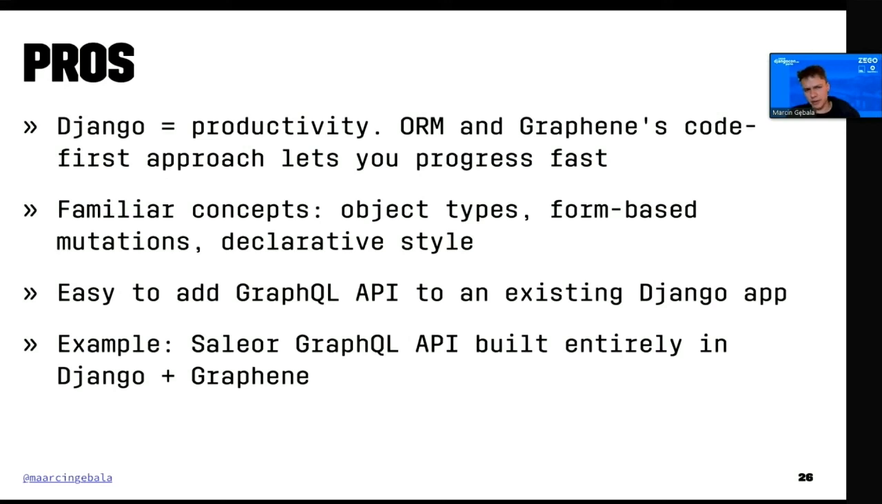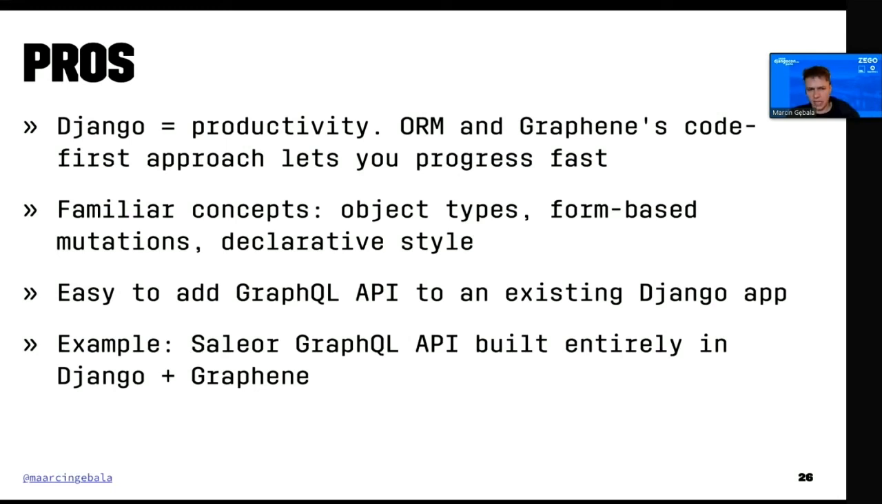If you are using Graphene, you will see a lot of familiar concepts such as object types and form-based mutations, and all of them are using this declarative style, which is very familiar to Django developers because this is how we use models, for example. What is also important here is that it's relatively easy to add a GraphQL API to an existing Django app. If you already have a Django app, it's pretty easy to write those object types to map your models to a query.